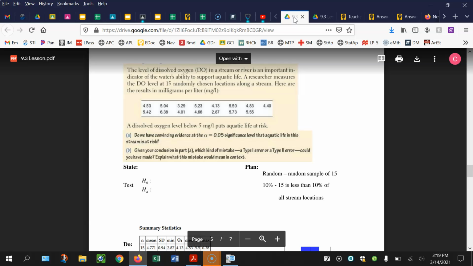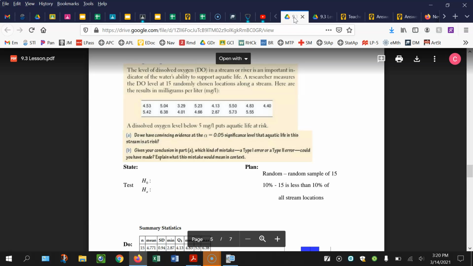As I look at this question, the level of dissolved oxygen in a stream or river is an important indicator of the water's ability to support aquatic life. A researcher measures the dissolved oxygen level at 15 randomly chosen locations along a stream. Here are the results in milligrams per liter. Do we have convincing evidence at the 5% significance level that the stream is at risk?